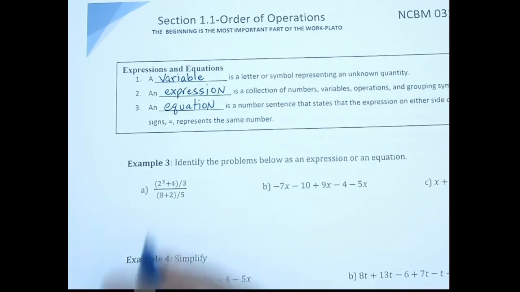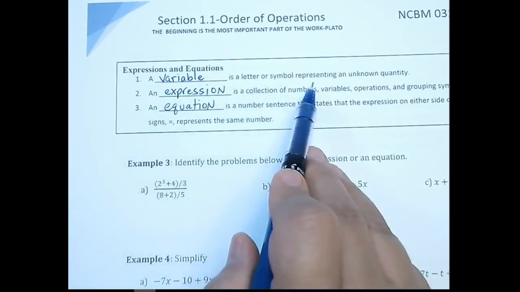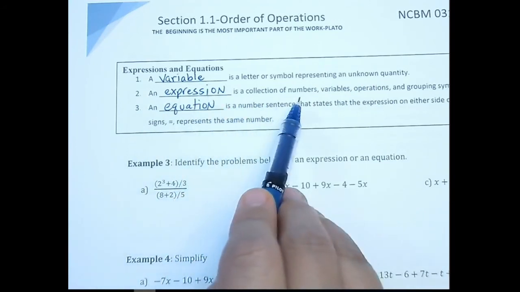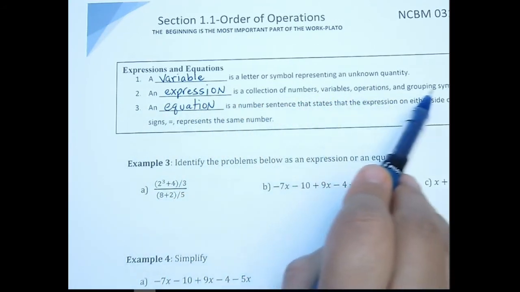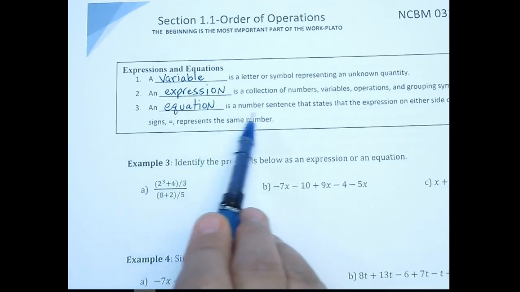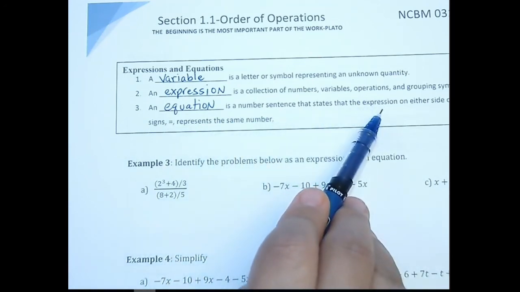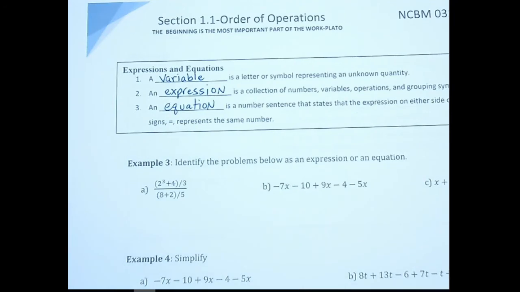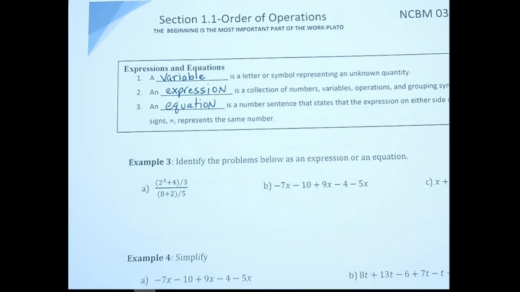Expressions and equations. So a variable is a letter or symbol representing an unknown quantity. An expression is a collection of numbers, variables, operations, and grouping symbols. An equation is a number sentence that states the expression on either side of the equal sign. And so if we look at the first ones, identify the problems below as an expression or as an equation. So basically an equation has an equal sign between two expressions.